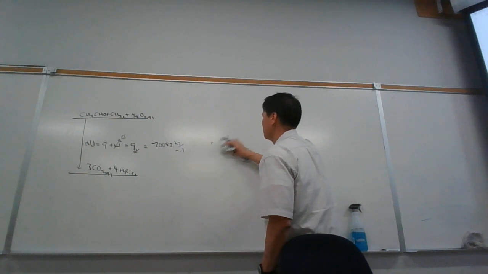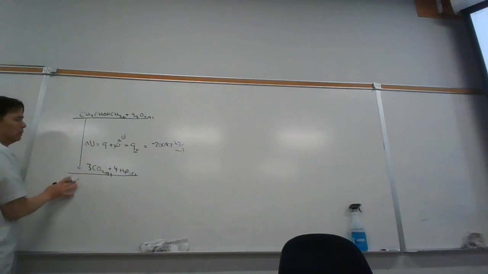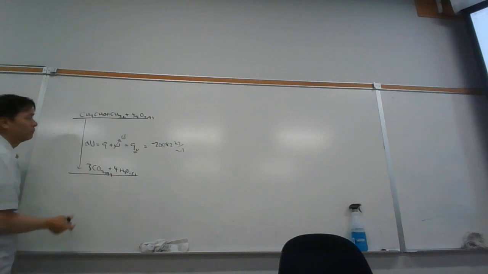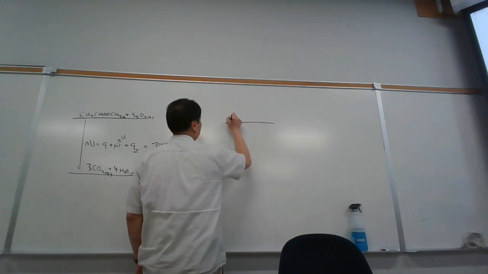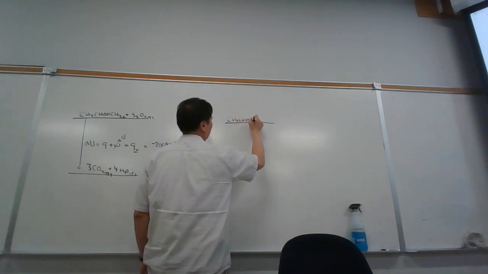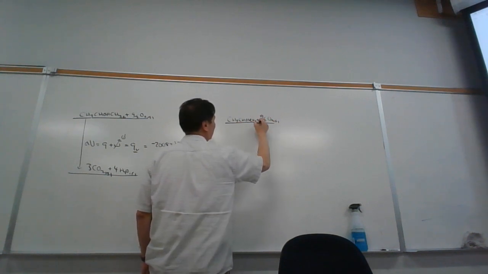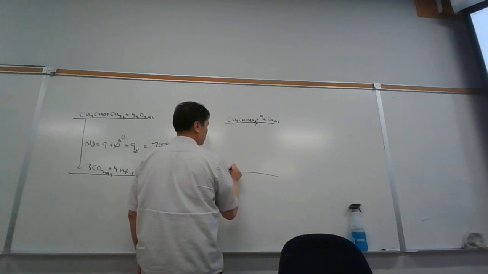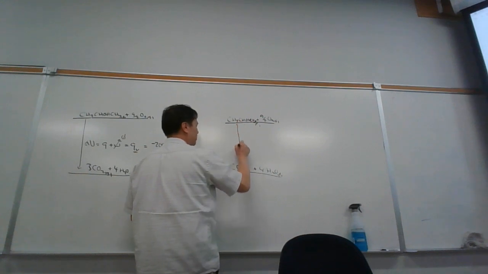Now, the situation is normally when we burn isopropyl alcohol, we don't do it in the bomb. Normally we do this in the lab. In the lab, it's going to be constant pressure. So what we want: CH3CHOHCH3 plus 9 halves O2 gas goes to 3 CO2 plus 4 H2O liquids. We want to know what delta H is.